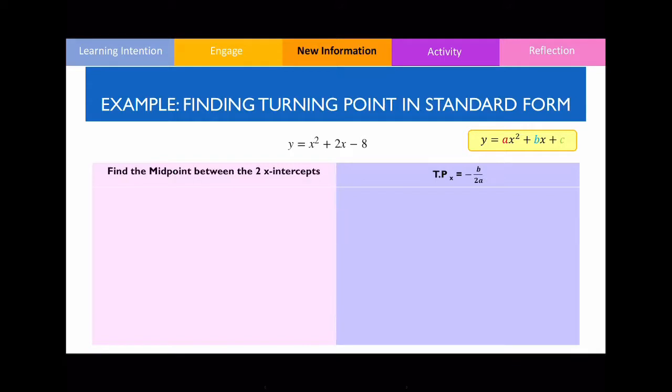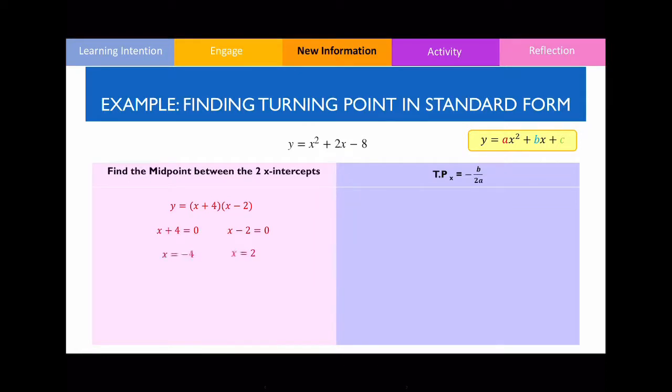So you need to know the x-intercepts before you can actually find your turning point when it's given in the standard form. So we've already factorized this from our previous question. We said that was equal to x plus 4, x minus 2. And then use a null factor law to solve for x, okay? So therefore, x plus 4 is equal to 0, x minus 2 is equal to 0.